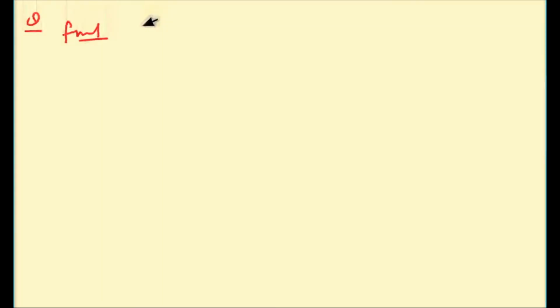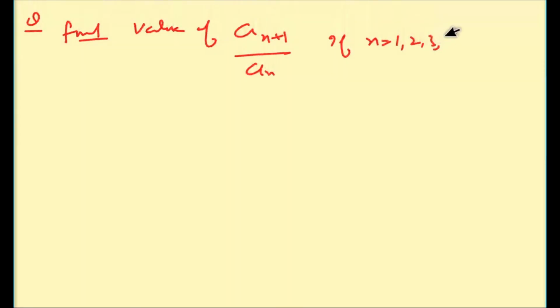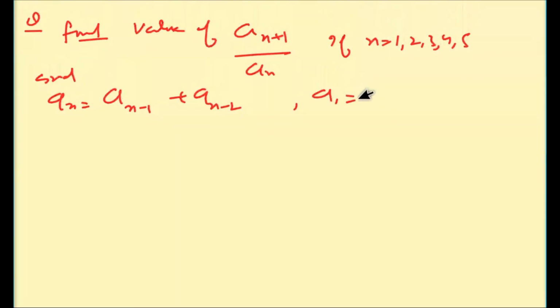Find the value of a(n+1)/a(n) if n equals 1, 2, 3, 4, 5. The condition is also given that a(n) equals a(n-1) plus a(n-2), and it is also given that a1 equals a2 equals 1.